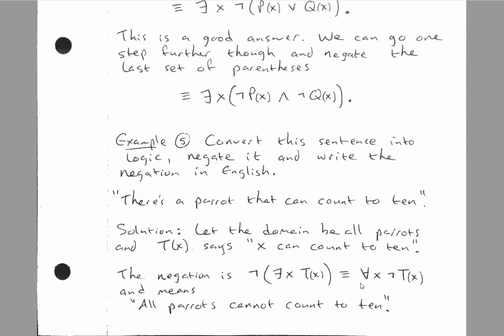And in English, what does that say? It's saying all parrots cannot count to 10. Alright, so do you see that that's the negation of the original? So you originally say, yeah, there is a parrot that can count to 10. If I contradict you and say, no, that's not true, then what I'm saying is all parrots cannot count to 10. Alright, so yeah, I hope that made sense.